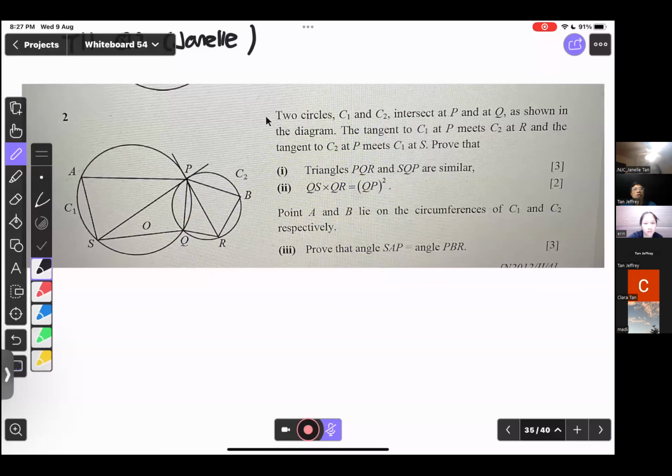Okay, PQR and which one? PQR and SQP, is it? PQR and SQP? The first one. You want to prove that they're similar.